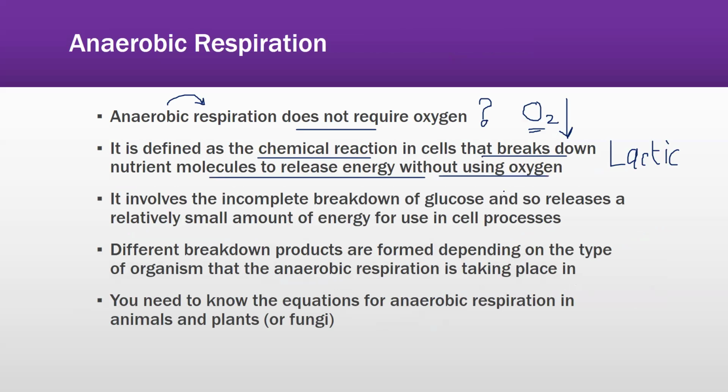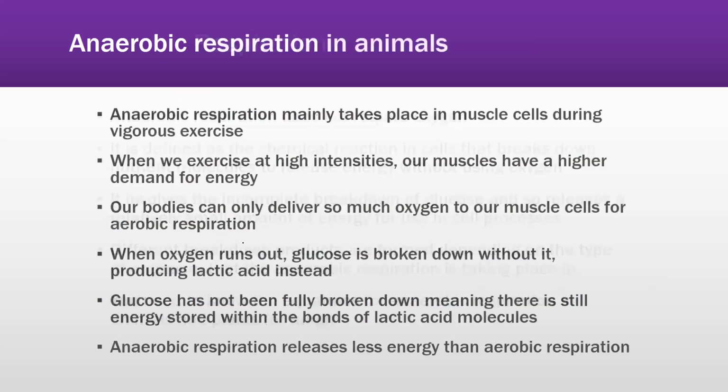So it is defined as the chemical reaction in cells that breaks down nutrient molecules to release energy without using oxygen. It involves the incomplete breakdown of glucose and releases a relatively small amount of energy for use in cell processes. Different breakdown products are formed depending on the type of organism that the anaerobic respiration is taking place in, and you need to know the equations for anaerobic respiration in animals and fungi as well. It mainly takes place in muscle cells during vigorous exercise. Vigorous means what?